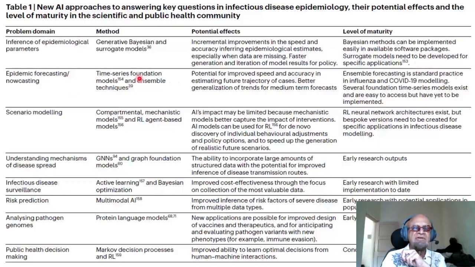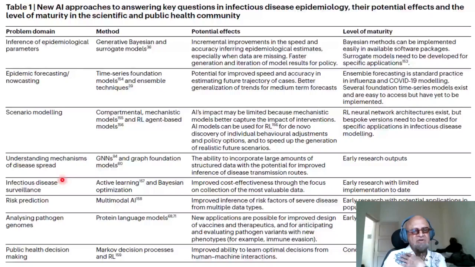Okay, so you have similar things for epidemic forecasting and nowcasting, which is becoming more and more so after the pandemic of COVID. Several groups were running and posting the outcomes every day. Did they come true? Well, this is a serious question. Scenario modeling, so it's compartmental mechanistic models and RL agent-based models that are used here.